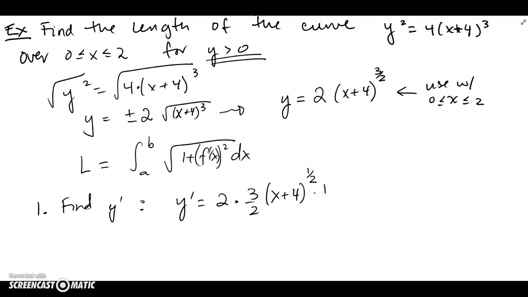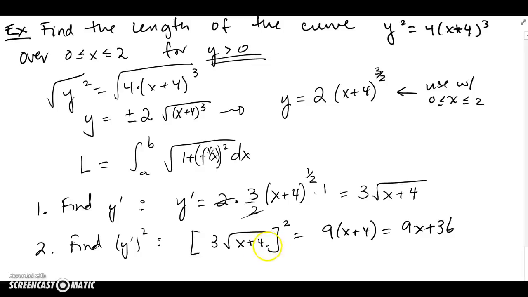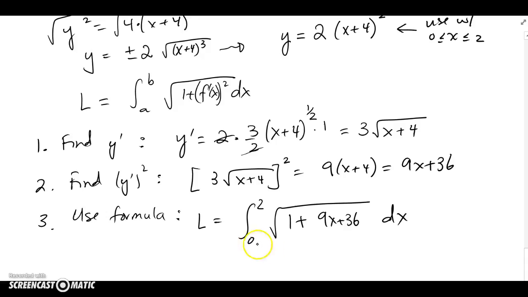Let's clean it up a little bit. So we got our y prime. Now we need to figure out y prime squared, so we're going to square this. Squaring the derivative gives me 9x plus 36, and I'm going to put it in here and set up a dx problem. So our arc length from 0 to 2, remember they have to be x values because I'm doing a dx problem and everything is in terms of x's, and they were telling us to look at it over this interval from 0 to 2. So let's clean this up and integrate that.